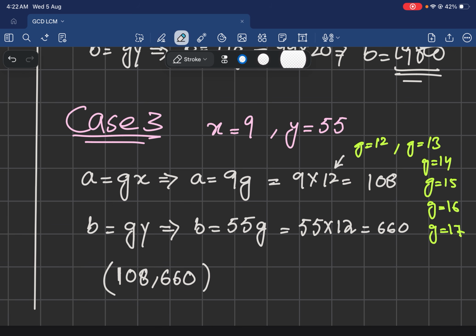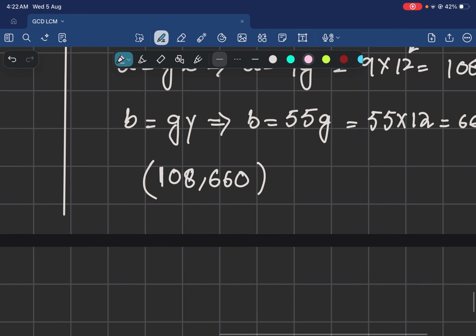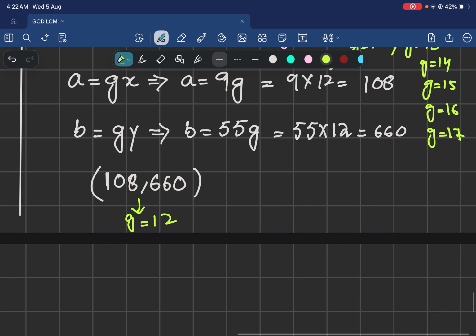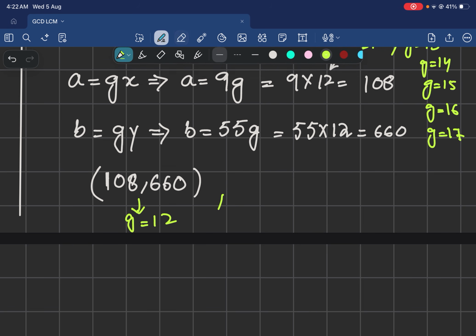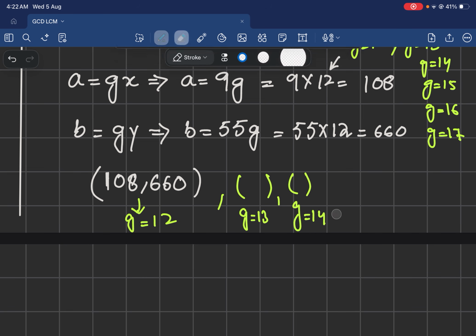So this was for g of 12. Oh, where did the other pair go, man? Then you will try for g of 13 and you will get a pair here as well. Here another pair you will get for g of 13. For g of 14 you will get another pair here.